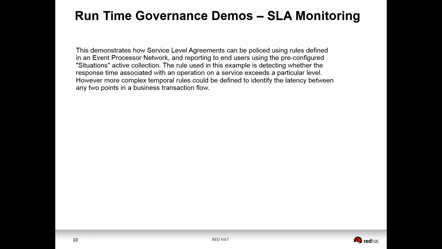Our example for SLA monitoring demonstrates how service level agreements can be policed using rules defined in an event processor network and reporting to end users using the pre-configured situations active collection. The rule used in this example detects whether the response time associated with an operation on a service exceeds a particular level. However, more complex temporal rules could be defined to identify the latency between any 2 points in the business transaction flow.